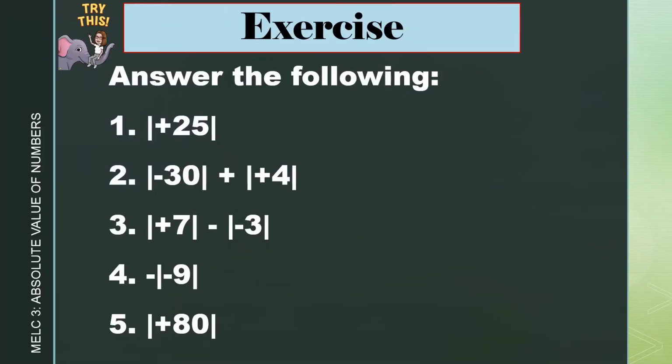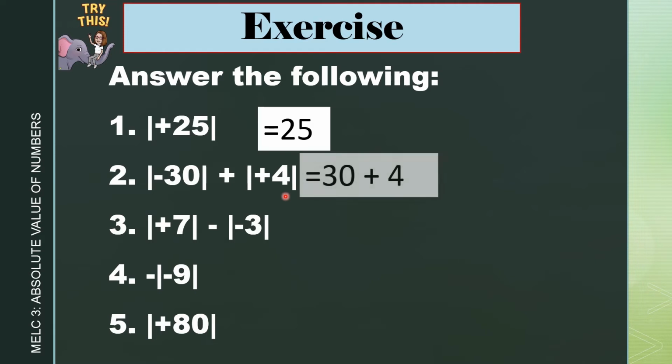Okay, it's time to check. Number 1, that's the absolute value of positive 25. So, it is simply 25. Number 2, the absolute value of negative 30 plus the absolute value of positive 4 will give us 30 plus 4, and then simplifying it further will give us 34 in the final answer.